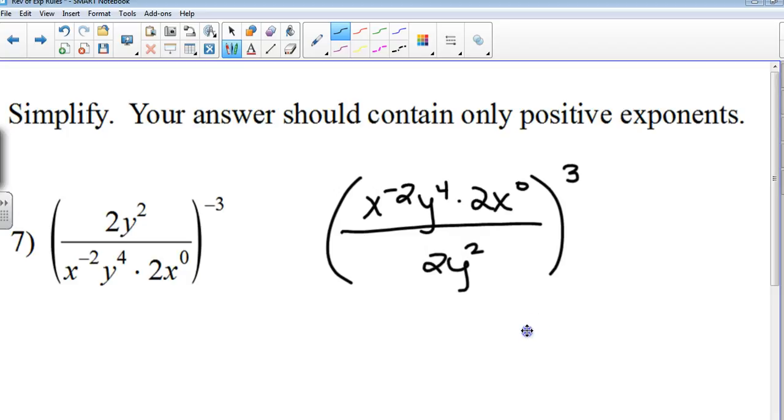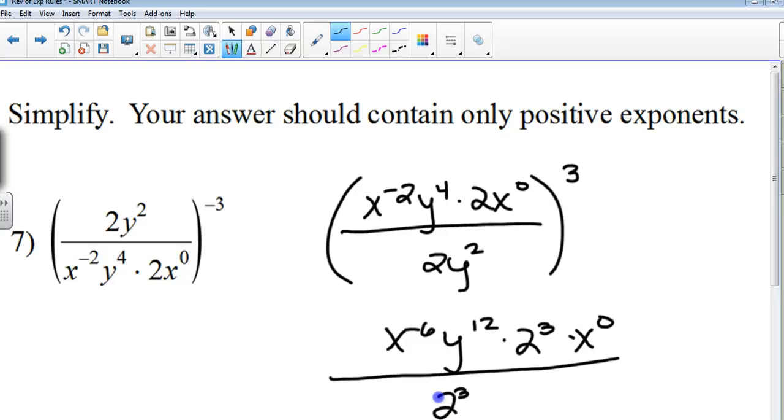Now, the order you do this in doesn't matter. Do you want to simplify inside first? Or do you want to cube everything, or what do you want to do? You want to cube everything first? Okay, if you cube everything first, this would become an x to the negative 6th, because you're multiplying exponents, y to the 12th, a 2 to the 3rd, an x to the 0. Down here, you'd have a 2 to the 3rd and a y to the 6th.